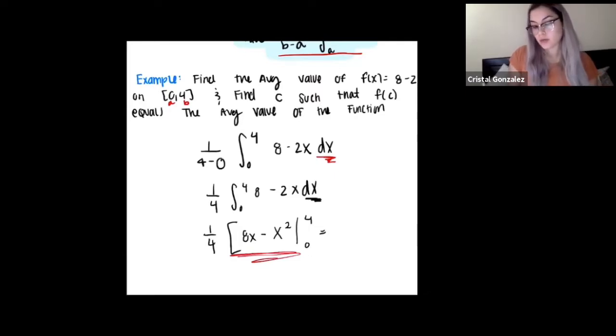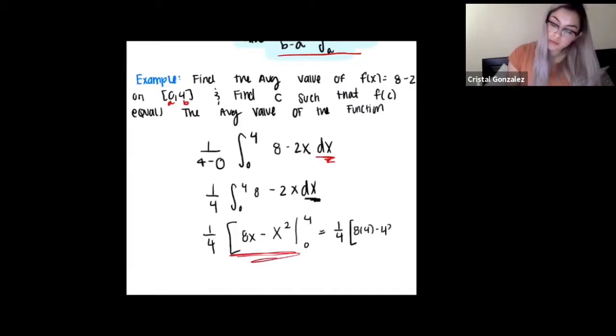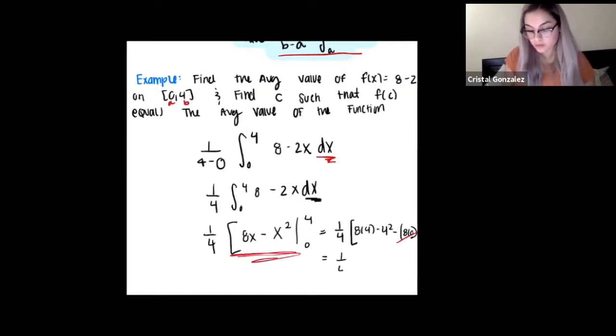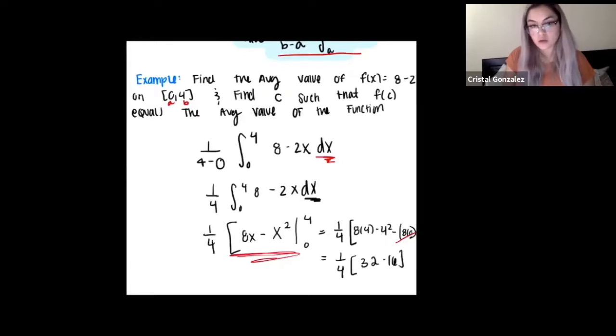And we will get 1 over 4 times (8 times 4 minus 4 squared) minus (8 times 0 minus 0 squared). Now I'm just showing all my work here. In reality, if you know this part is going to zero out, then you don't really need to do it. Okay, so here we have 1 over 4 times (32 minus 16), which gives us 1 over 4 times 16, which is equal to 4.